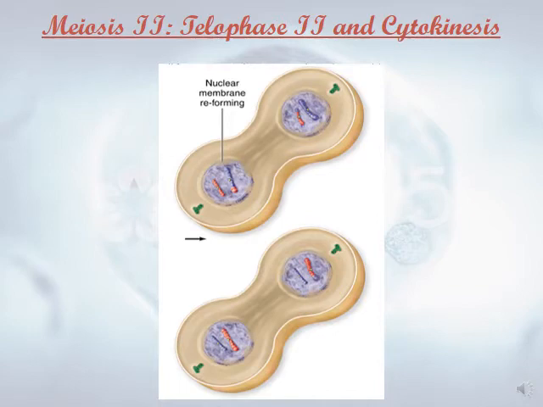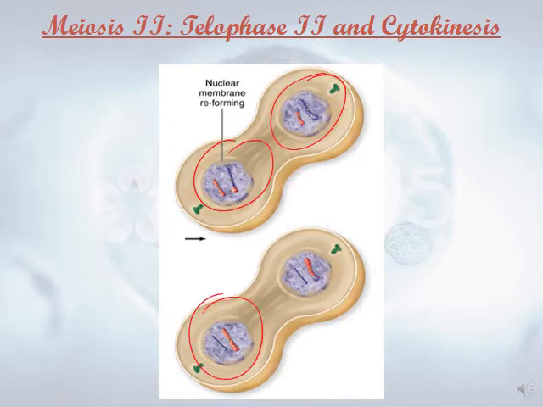Telophase 2 and cytokinesis. The chromosomes form two groups at the opposite pole of the cell. Here we have 1, 2, 3, 4. So these chromosomes will decondense back into what? Into the chromatin. Nuclear membrane starts to form around each side, and the spindle fibers disintegrate, and the asters go back to the centrosome state.